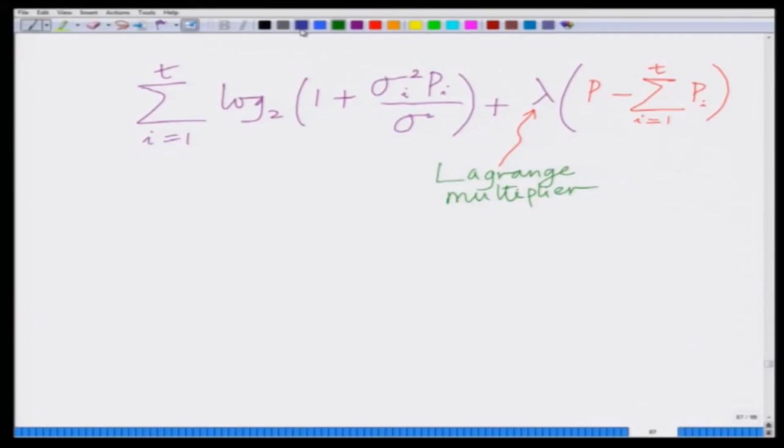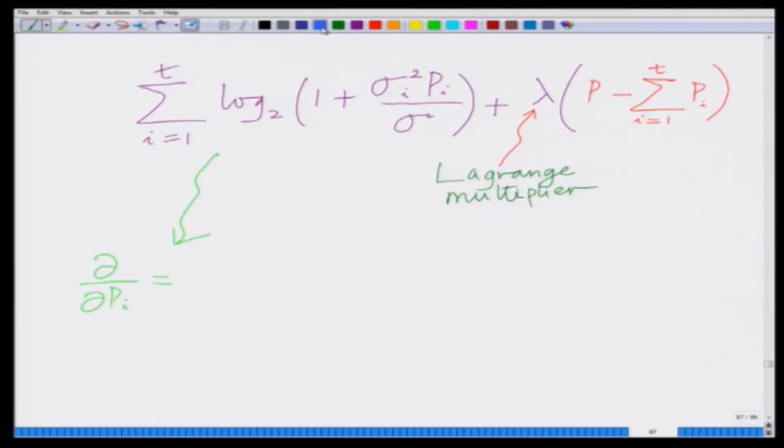Now, what we are going to do is differentiate this objective function with respect to each of the powers, because the optimization variables are the powers, that is P1, P2 up to Pt. We are going to differentiate this with respect to each power, in particular with respect to the power Pi, and set it equal to 0. So, differentiate this with respect to the power, dou by dou Pi.